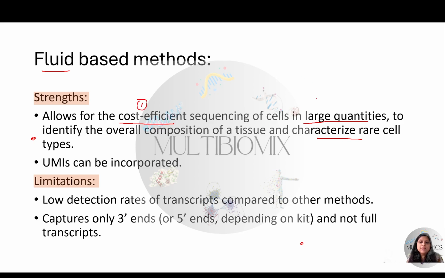So these three advantages are there for fluid based methods. And then the fourth and the most important one is that the UMIs can be incorporated. But the limitation is the low detection rate of transcripts. There is not much amplification, so that is why there is a low detection rate. Only the 3' end or 5' end, the bases near the ends, can be sequenced, and that too according to which kit you are using.